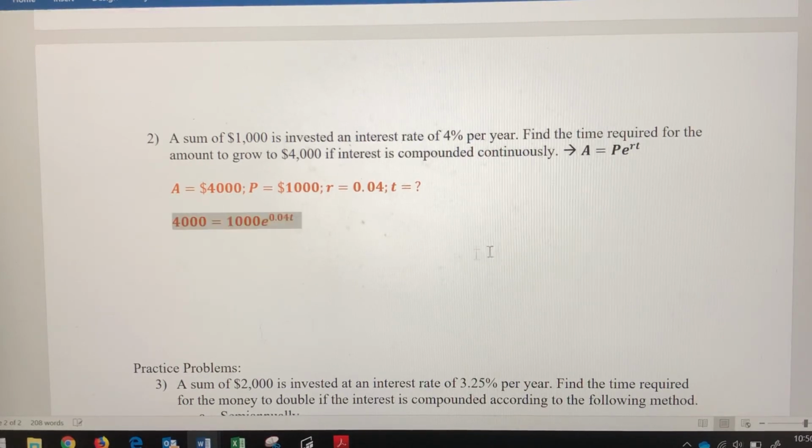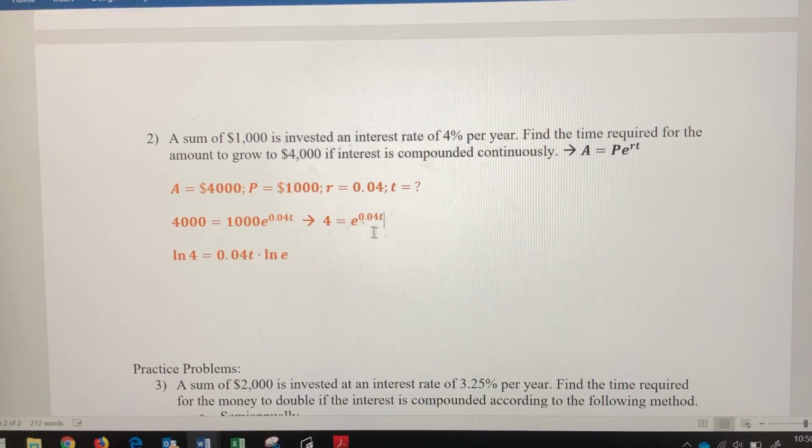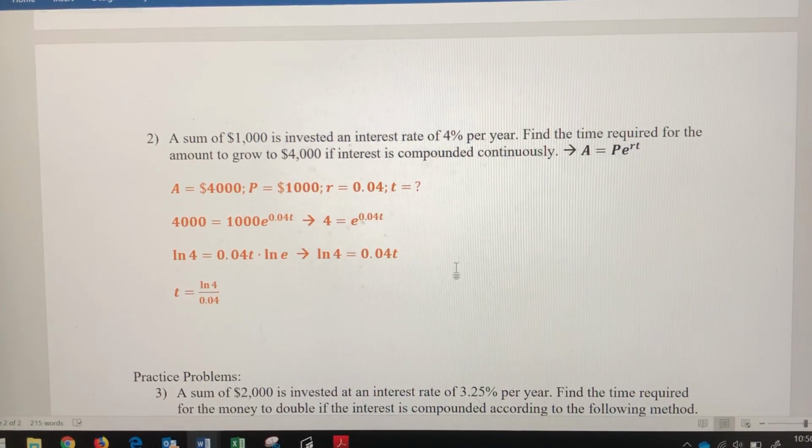So let's plug everything in. I'm going to divide both sides by 1,000. Again, e is my base, so I'm going to use the natural log here. So natural log of 4. I'm going to use the power property to move my exponent down front. So equals 0.04t times natural log of e. Remember, natural log of e is 1, so I can eliminate that. So natural log of 4 equals 0.04t. Divide both sides by 0.04, and then evaluate that on a calculator.